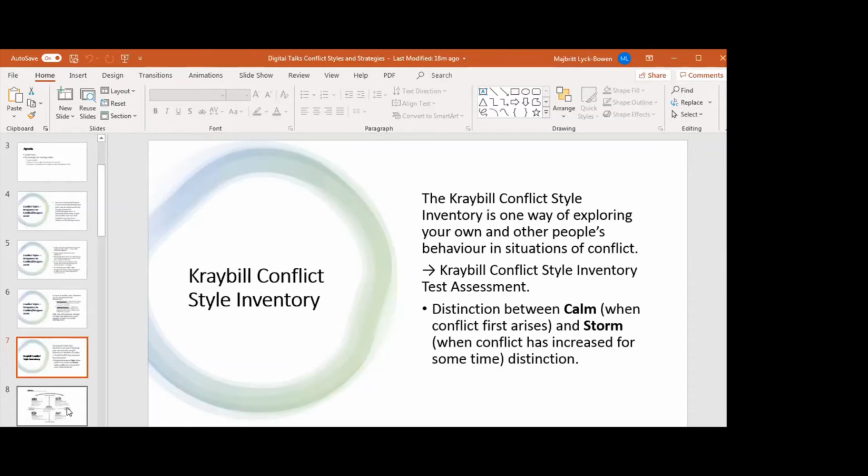So one is really where there's just a bit of disagreement, the situation has only just started, you otherwise had a really good relationship with this person. And the other one is really the storm, where things have escalated and where there is often also a history of previous disagreement.